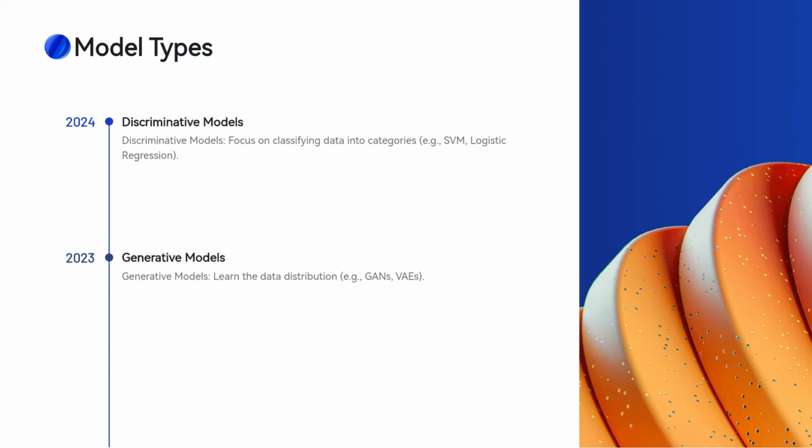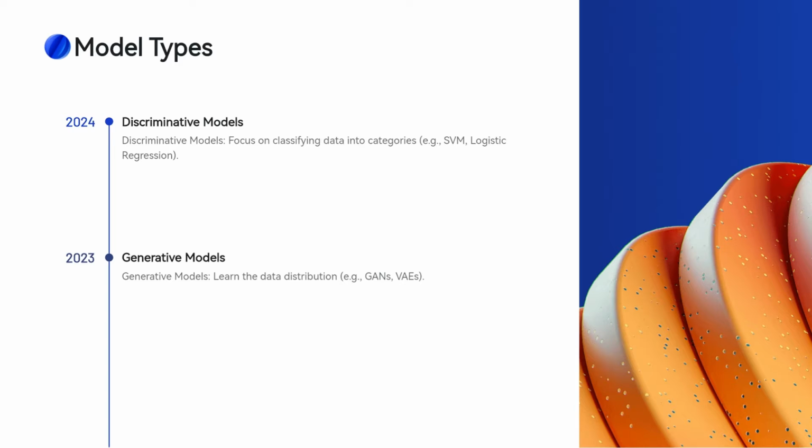Generative and discriminative models serve different purposes in AI. Generative models aim to learn the underlying data distribution, meaning they learn how the data is generated. They model the joint probability distribution of the data, both inputs and outputs, which allows them to generate new instances.